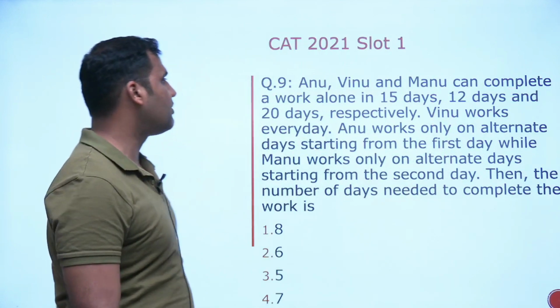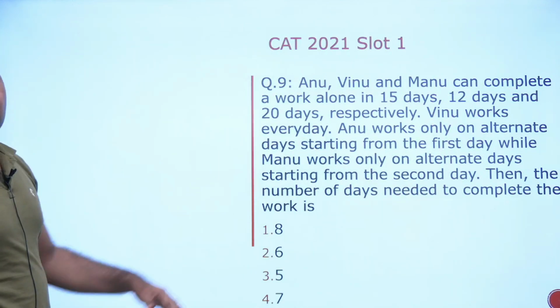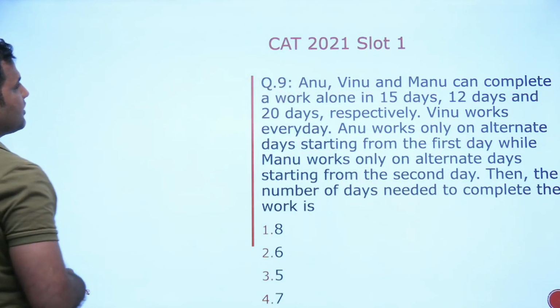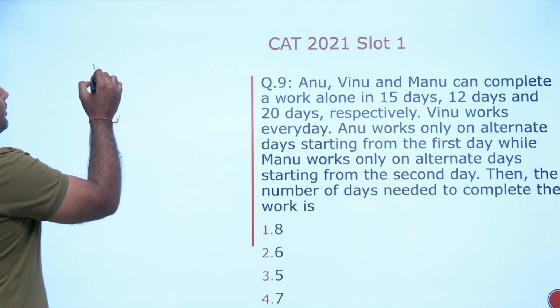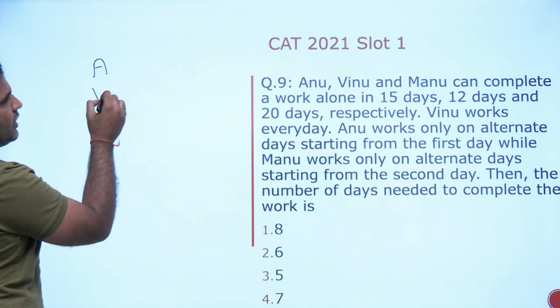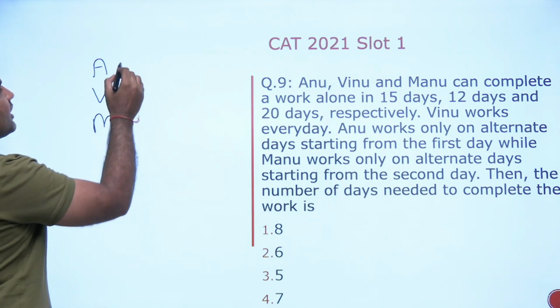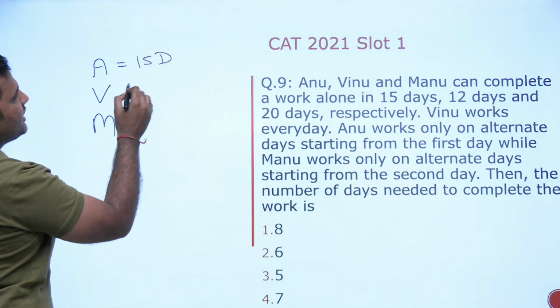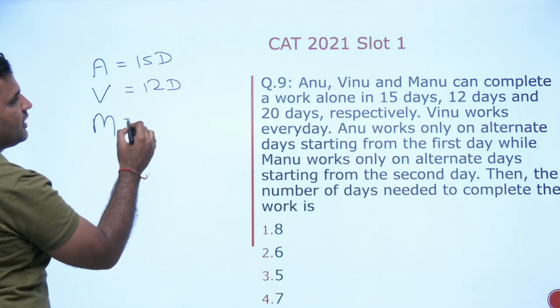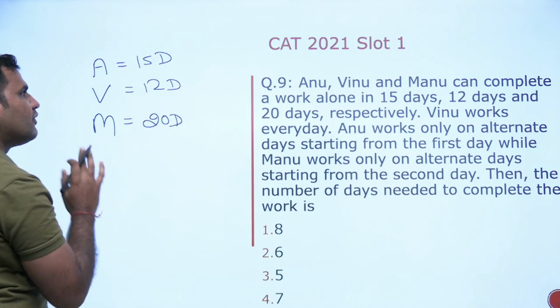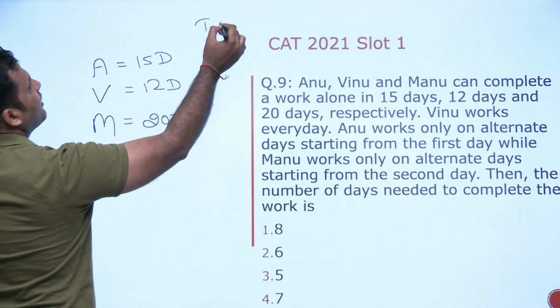ये क्वेश्चन आया था एग्जाम में, no option. टाइम एंड वर्क के टोटल 3 क्वेश्चंस आए. Look at this question guys. Anu, Vinu and Manu can complete your work alone in 15 days, 12 days, 20 days. So simple funda of doing all these questions is first define your total work.